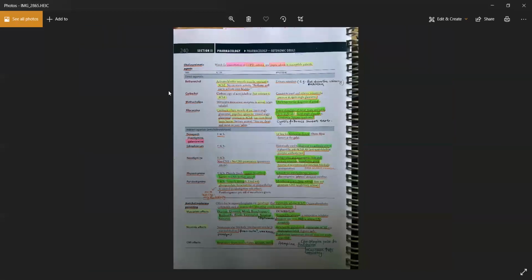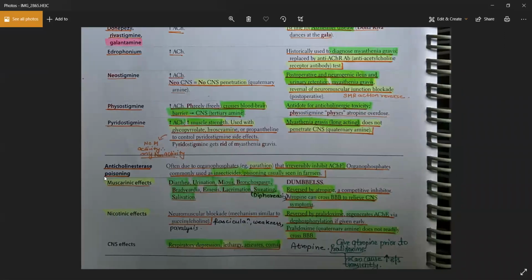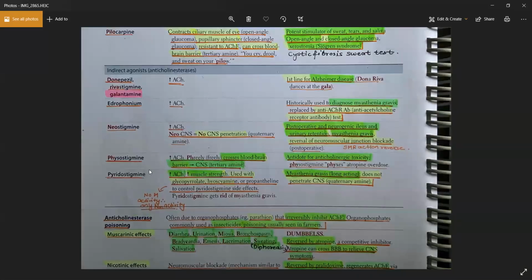Okay, so any doubt so far on these agents, the cholinomimetic agents? Any doubt? No, thank you. Okay, then comes the anticholinesterase poisoning. All of these agents are anticholinesterases, right?